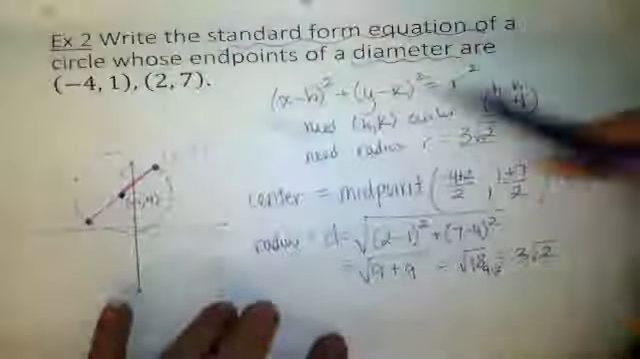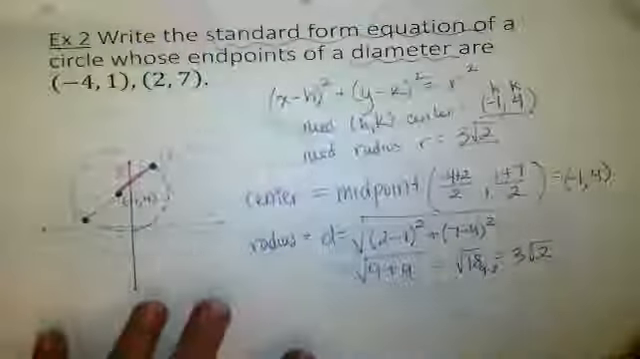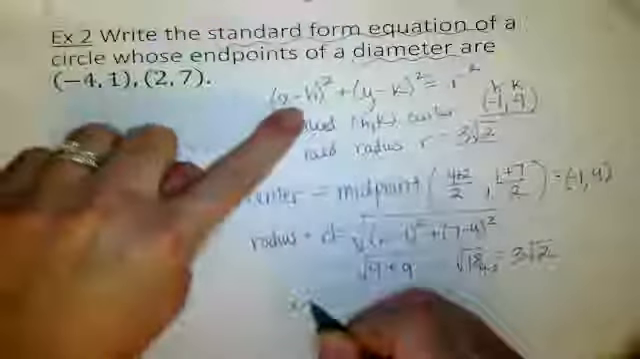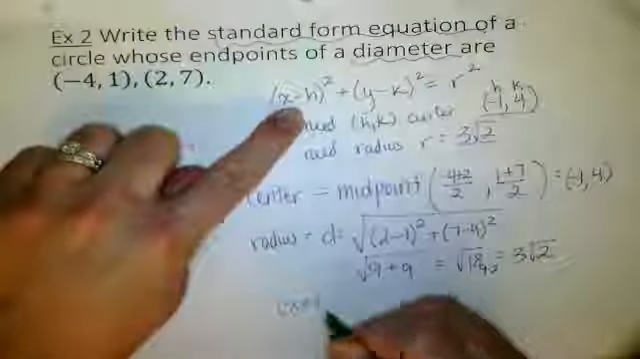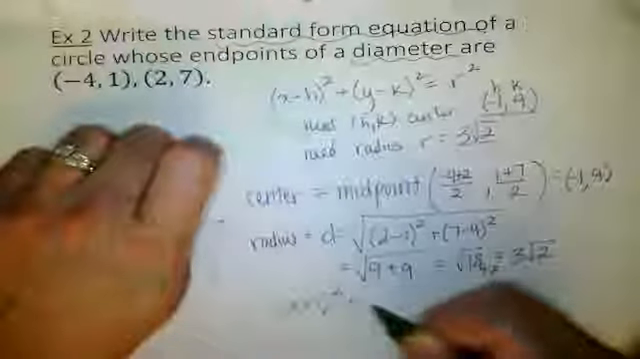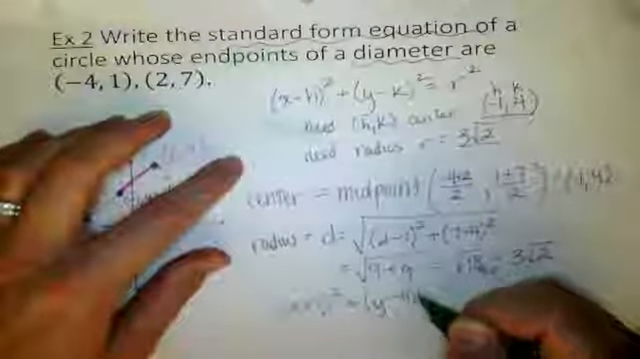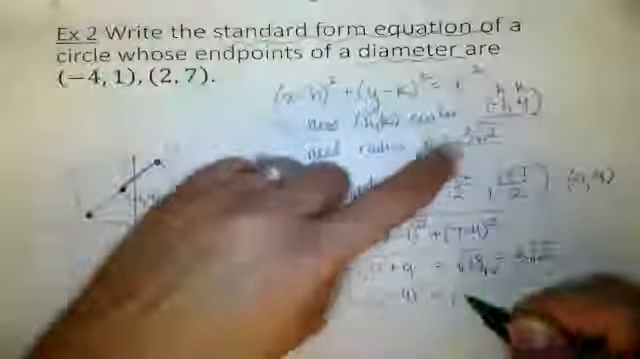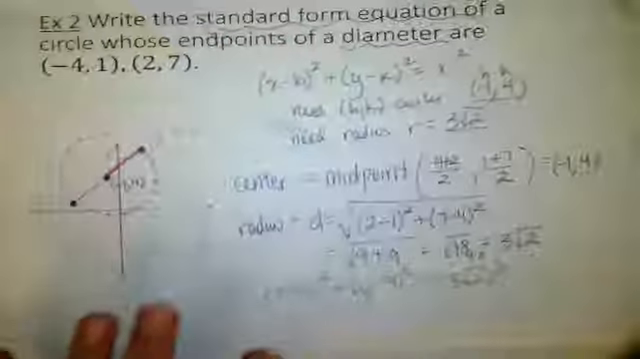And all I have to do to write my equation is plug those things in and clean it up. So I have x minus a negative 1. So what should I do? (x plus 1) quantity squared. And then we have y minus the k value, which is 4, quantity squared, equals our radius, 3 radical 2, being squared. I want to clean up that radius. What is 3 radical 2 squared?